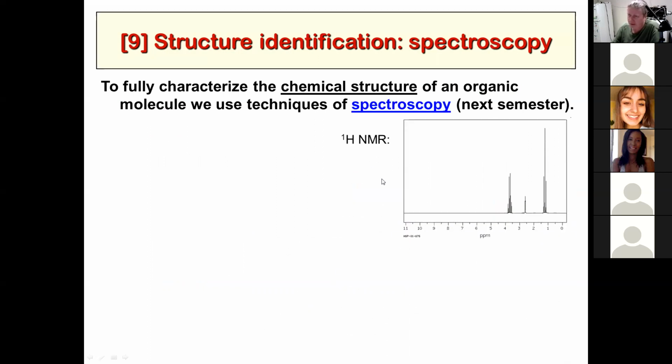This is an example of an NMR spectrum. These weird peaks correspond to, in this case, ethanol. This is CH3CH2OH. And so you're going to learn this in Organic 2. And this actually tells you the chemical structure, not just the formula, but the structure of the molecule. It's pretty amazing. I love NMR. It's really cool.